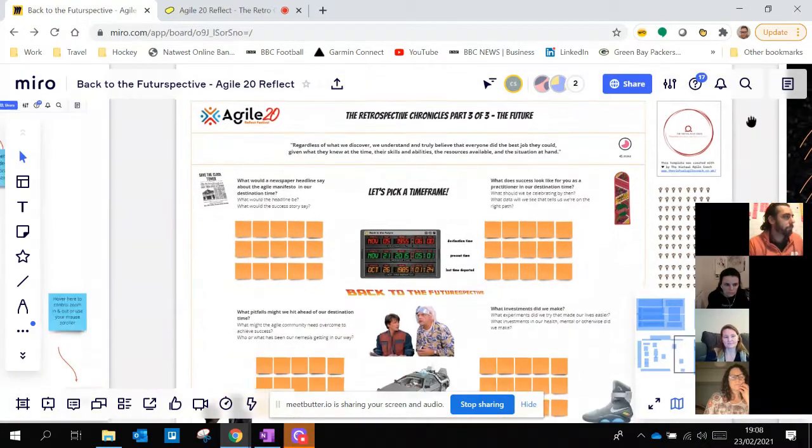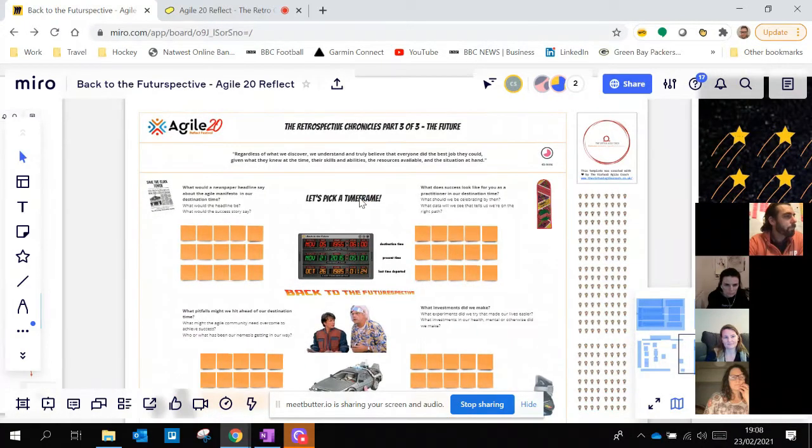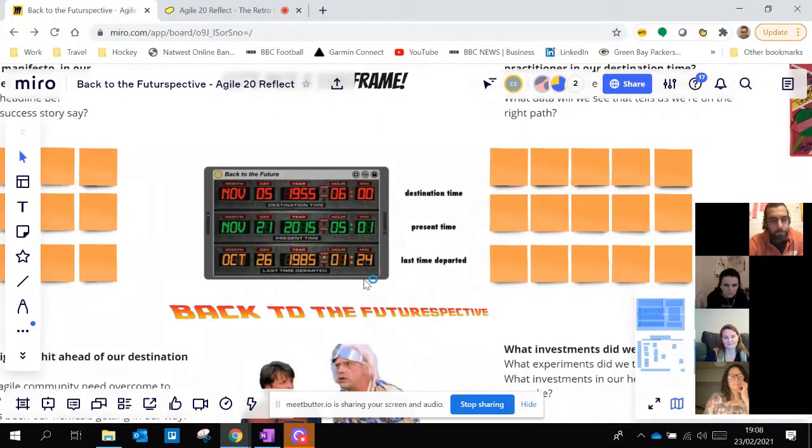So we've got four Agile questions that are future looking today. The first thing we need to do is pick a time frame. If we're thinking of the future, what time frame feels like a good time? If we think back to the movie Back to the Future, they set the time frame on this lovely dial, and I know it was around 5 years into the future. What time frame do we think? One year, two years, five years, ten years, twenty years? What do you guys think? How far forward do we look?